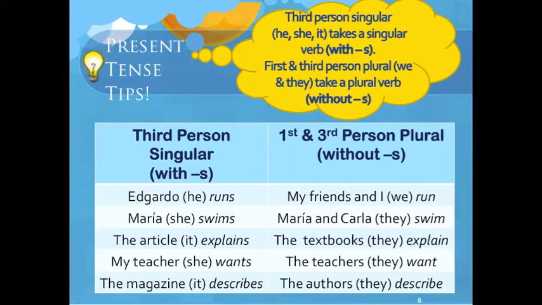My teacher wants, because that's she. The magazine describes, because that's it. Good, Gail. That's very good. And the first and third person plural, we and they, take the plural verb with no S. Let me read you some examples.